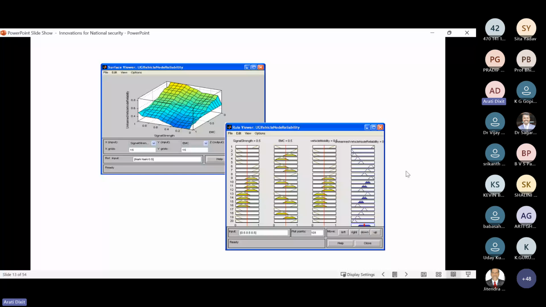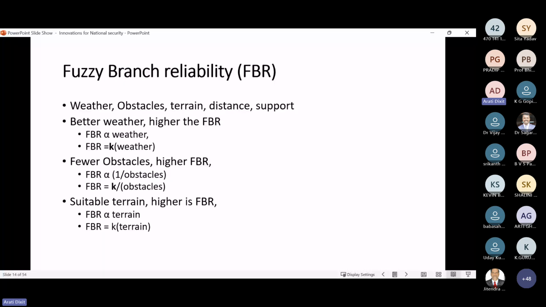Same thing for fuzzy branch reliability. For branch, for example, we take into account constraints like weather, obstacles, terrain, distance, support, and so on, and try to define the relationship of branch reliability with these. For example, branch reliability will be proportional to the weather. If weather is good, we are doing good. If weather is bad, branch reliability will be a little bit lower, and so on. So different constraints are taken into account, and we try to find out the branch reliability as well using the fuzzy model.